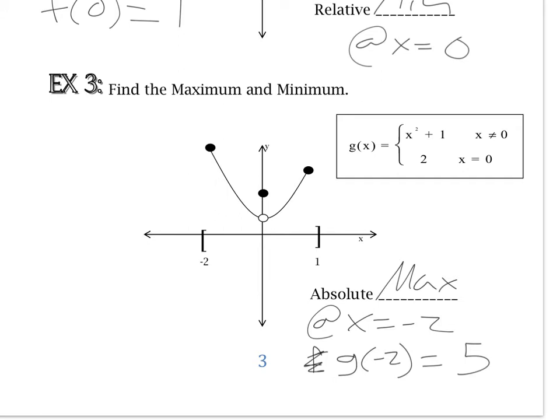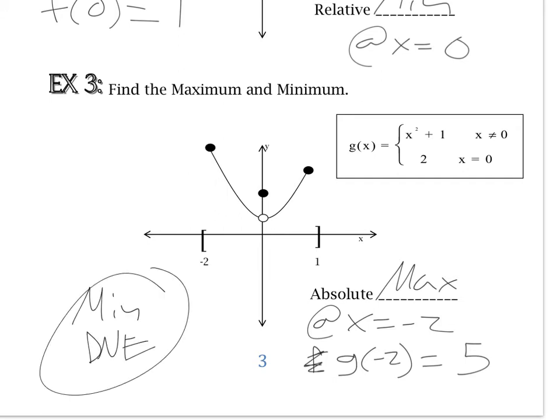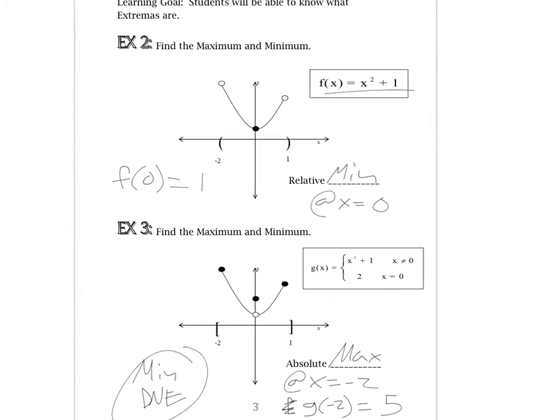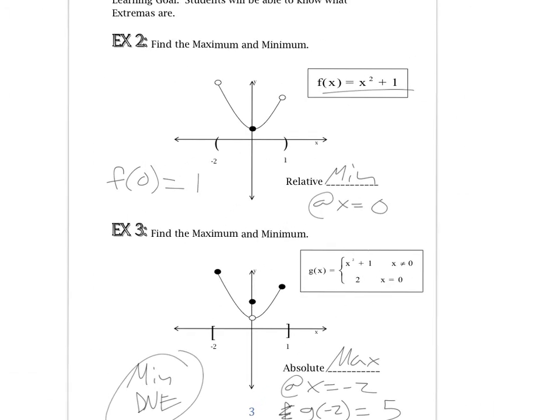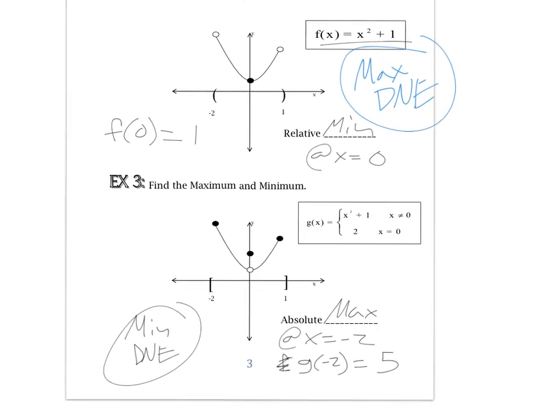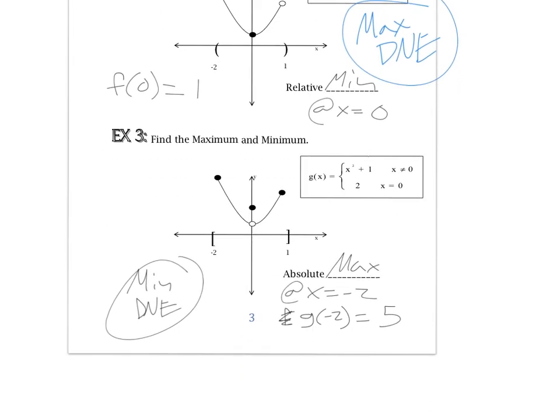So maybe you might want to say minimum does not exist. Maybe just a little note. And then the same thing on the problem up here. You could say maybe that the max does not exist. Just a note. It's not really part of the answer, but just a way of thinking about it. Okay, let's go on to one more page.